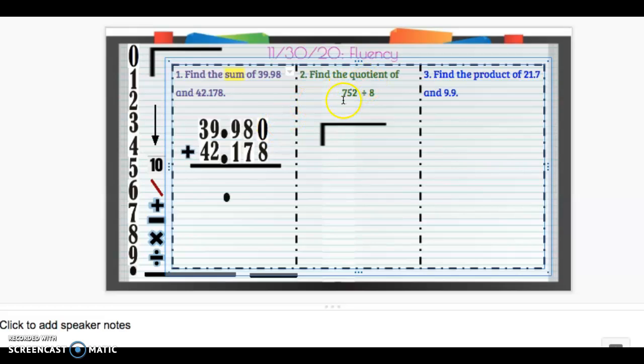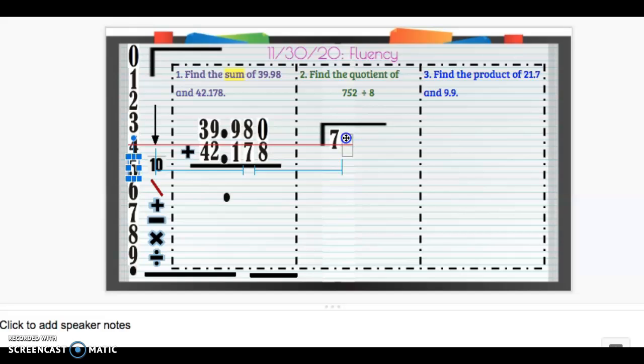Find the quotient of 752 divided by 8. So 752 is our dividend, so we place that on the inside. 7, 5, 2, and then 8 on the outside. We ask ourselves, how many times can 8 go into 7? Well, 8 times 1 is 8, so it has to be a 0. So 8 times 0 is 0.